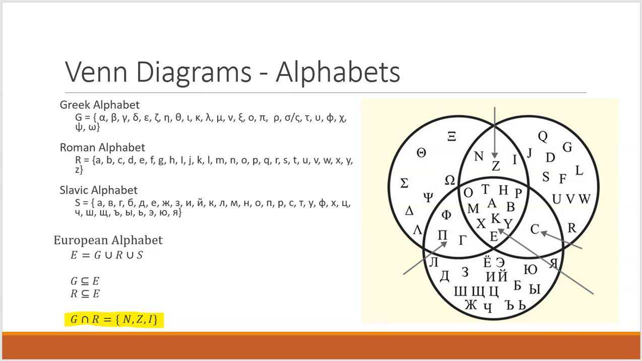And as I mentioned before, E is equal to the union of G, R, and S. So it's a combination of all of these characters put into a single set. So E would be all of these characters. Now we could also say that G is a subset of set E. So the Greek alphabet is a subset of the European alphabet because all of the Greek characters appear in the European alphabet.